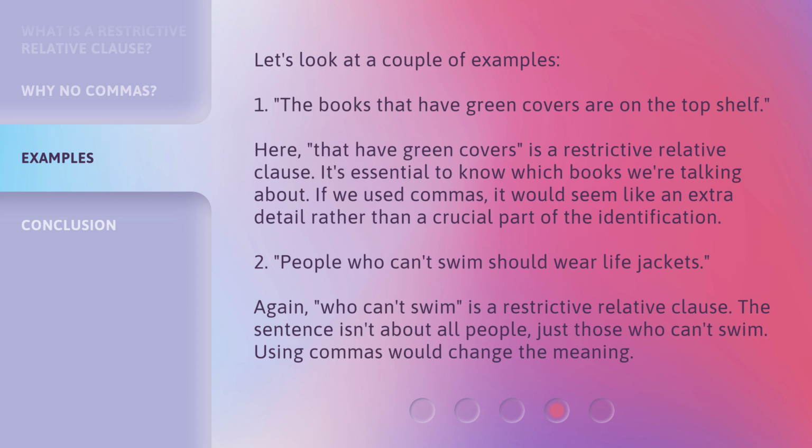2. People who can't swim should wear life jackets. Again, "who can't swim" is a restrictive relative clause. The sentence isn't about all people, just those who can't swim. Using commas would change the meaning.